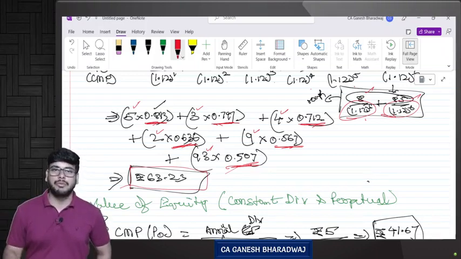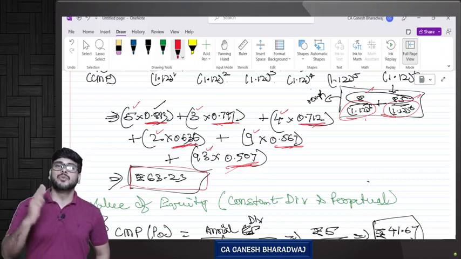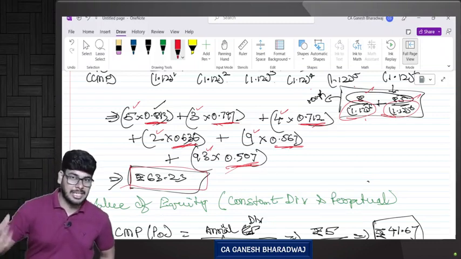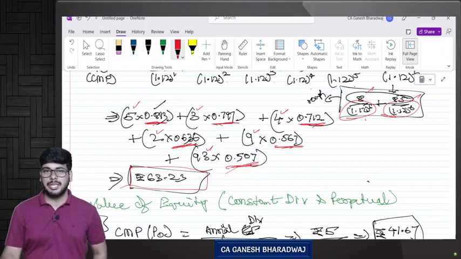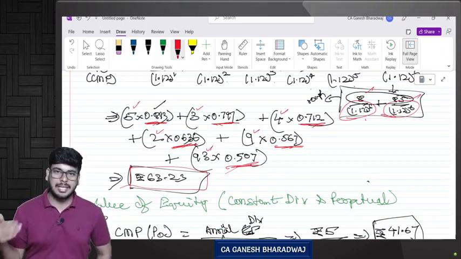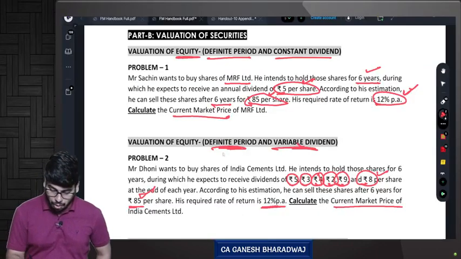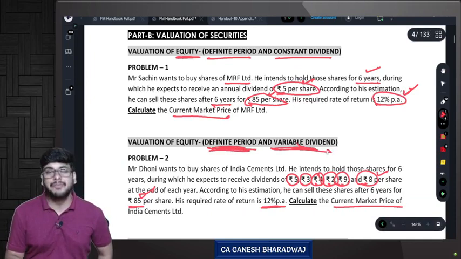The present value of a particular share is nothing but the present value of all the future cash inflows that you are expecting to receive out of that particular share. In this case, you receive dividends for 6 years, and at the end of the 6th year, you receive the sale proceeds as well. So this was a case of what? Definite period with a variable dividend.